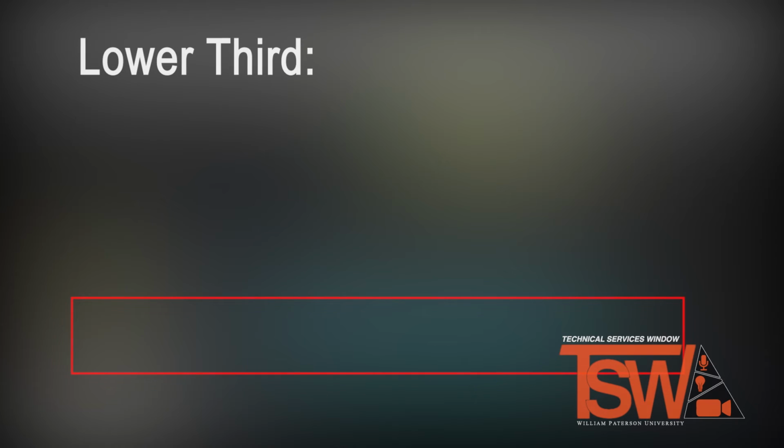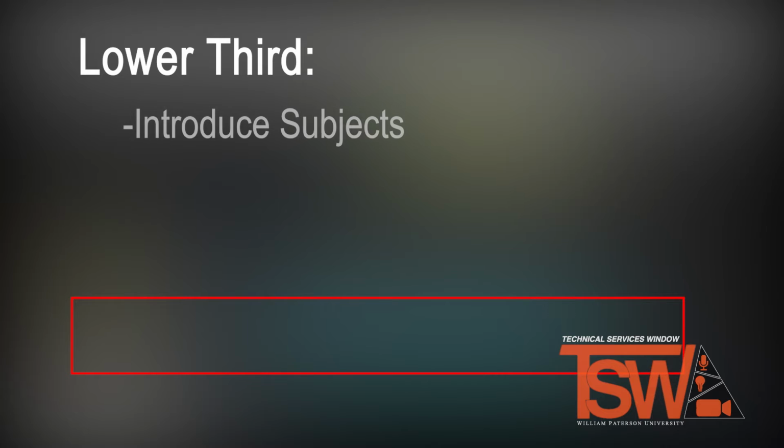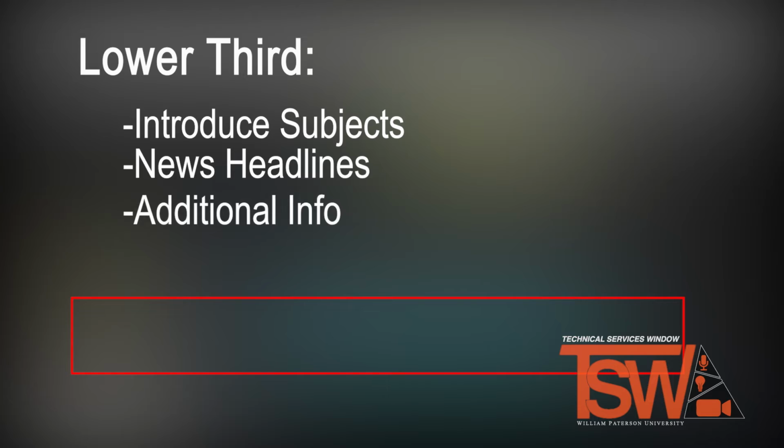A lower third graphic can be one of the most useful tools for video editing that can be used in a variety of different ways. For example, lower third graphics are almost always used to introduce interview subjects, display news headlines, or give additional information to an audience.